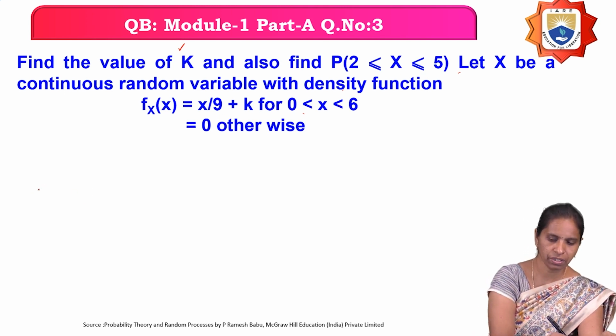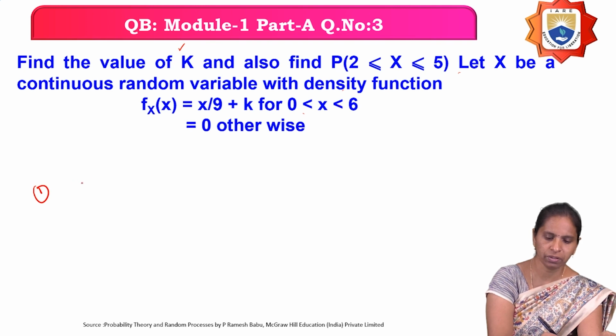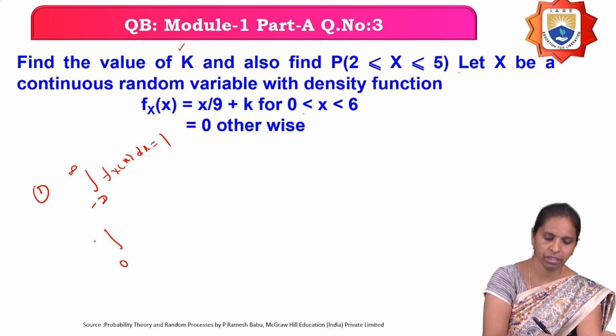So what is the first one you have to do? We have to find out the value of k. For that, what is the condition here? The area under the density function is equal to 1. That is nothing but the integration from 0 to 6 of (x/9 + k) dx equals 1.